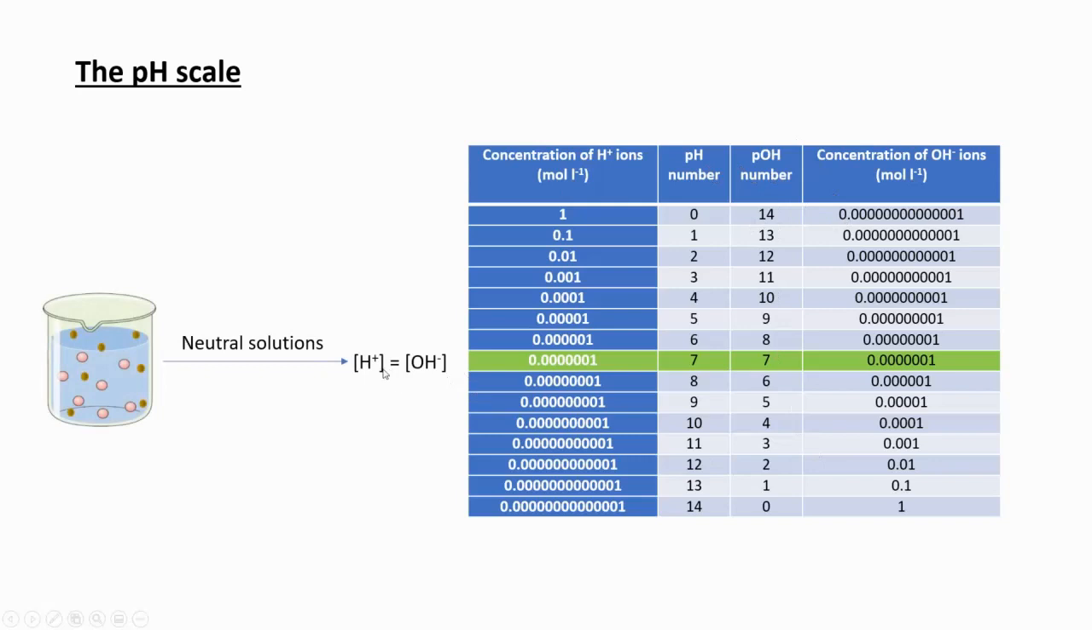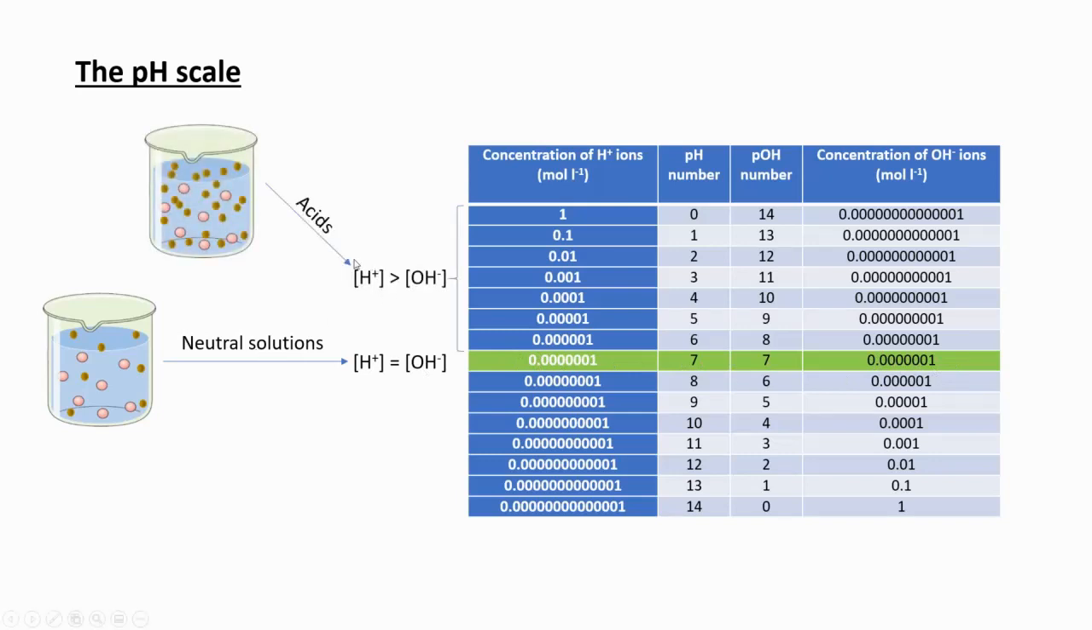We've already seen that if you've got an equal concentration of hydrogen ions and hydroxide ions, we call that a neutral solution. So here you can see the value here of the concentration of hydrogen ions is the same as the concentration of hydroxide ions. These two values are the same. So that would be an example of a neutral solution.